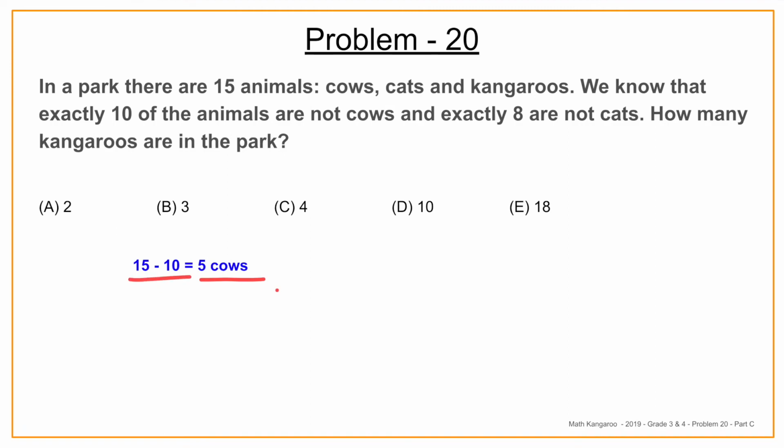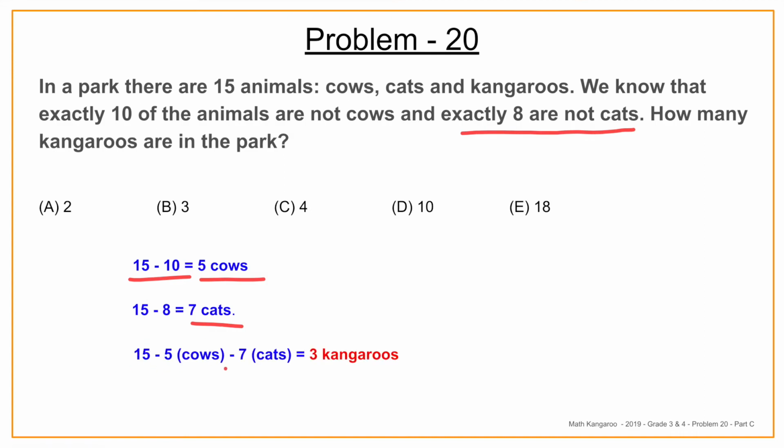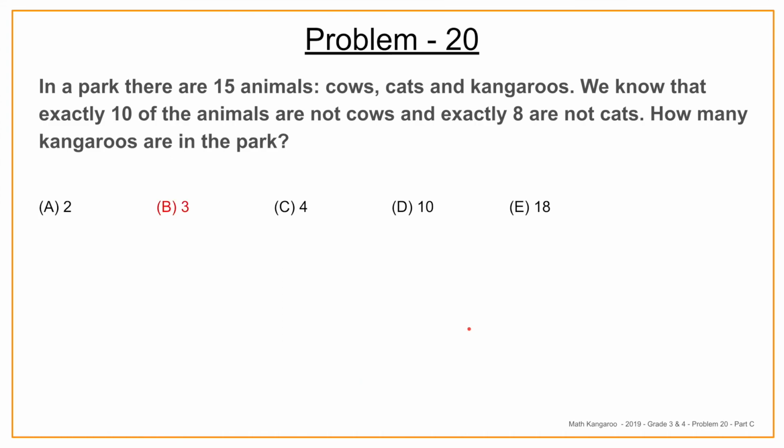Similarly, we can determine animals that are not cats. We are given exactly 8 are not cats. So 15 minus 8 gives us 7 cats. Now we know the number of cows and the number of cats. Then we can determine the number of kangaroos by subtracting 15 minus 5 cows, 7 cats, gives us 3 kangaroos. So our answer is option B, 3 kangaroos.